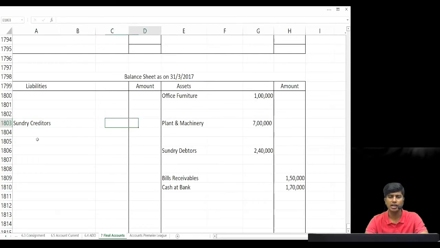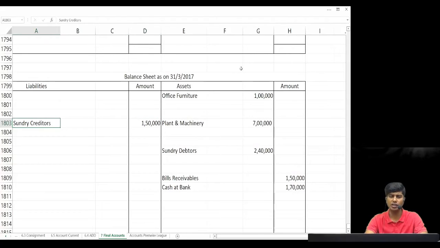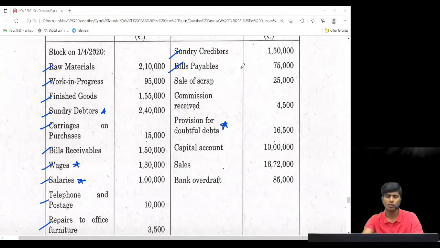Sundry creditors. Adjustment? No. 1 lakh 50. Bills payable 75,000. Shall I write it on the liability side? Yes or no? Very good.